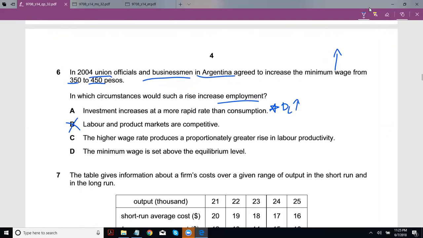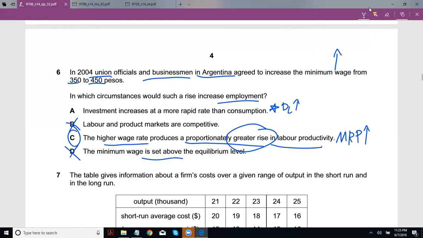A high wage rate produces a proportionately greater rise in labor productivity, and that would be your answer, because if the wage rate increases, that normally results in unemployment. But if there's a proportionally greater rise in labor productivity, that means MRP increases, which is basically your demand for labor, and because of that, you can still have an increase in employment. If you set the minimum wage above the equilibrium, and you haven't specified anything else, in a normal situation that would still cause unemployment.